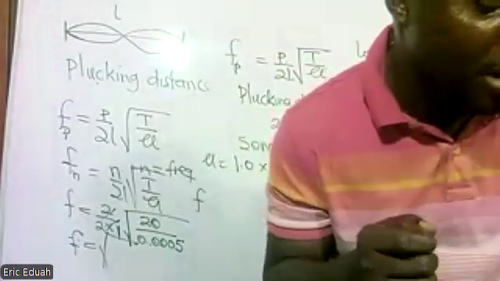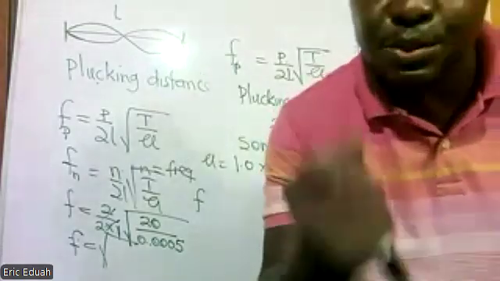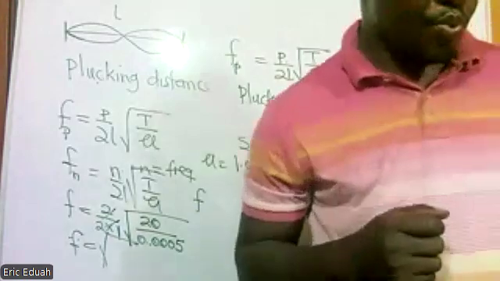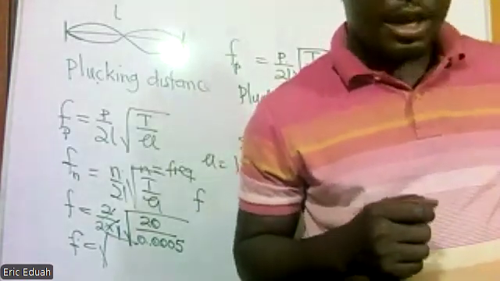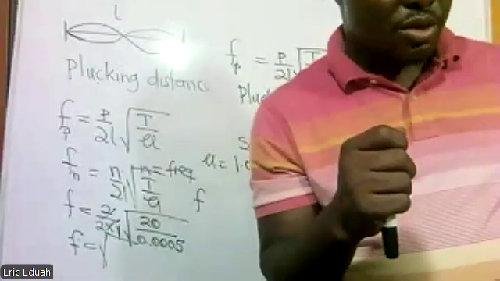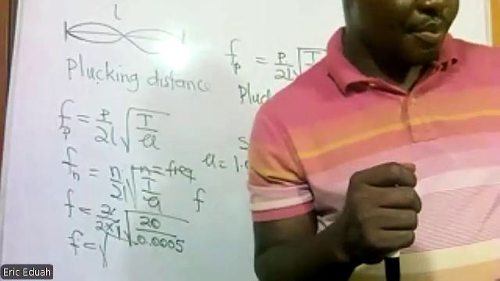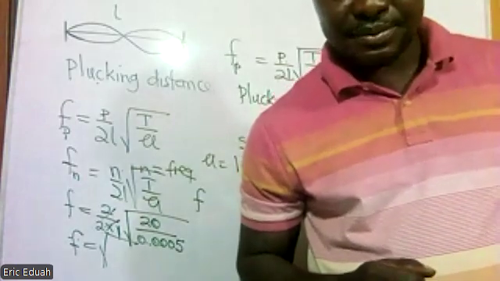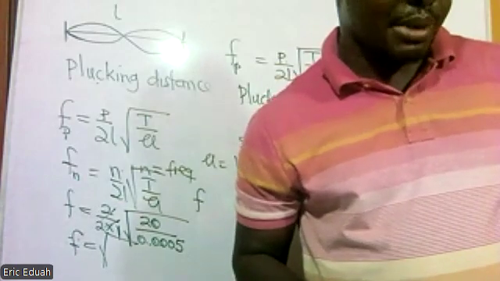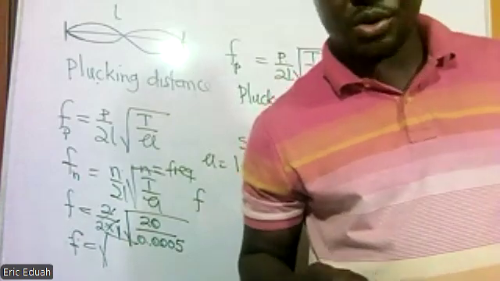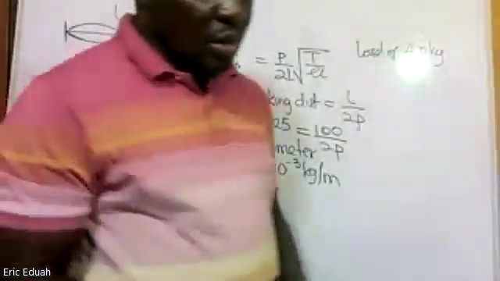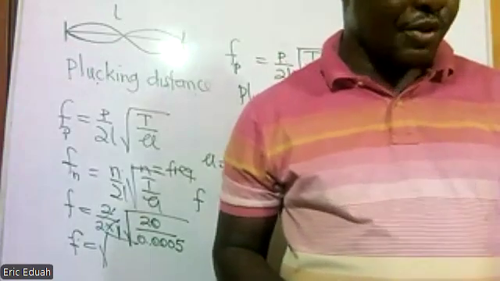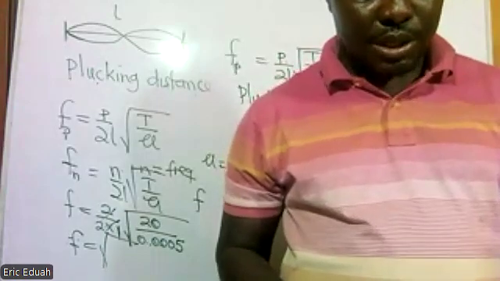If it is plucked at its midpoint, what will be A, the wavelength? B, the frequency of the notes emitted. Take G to be equal to 10 meter per second squared. So A, you have to look for the wavelength. B, the frequency of the notes emitted.